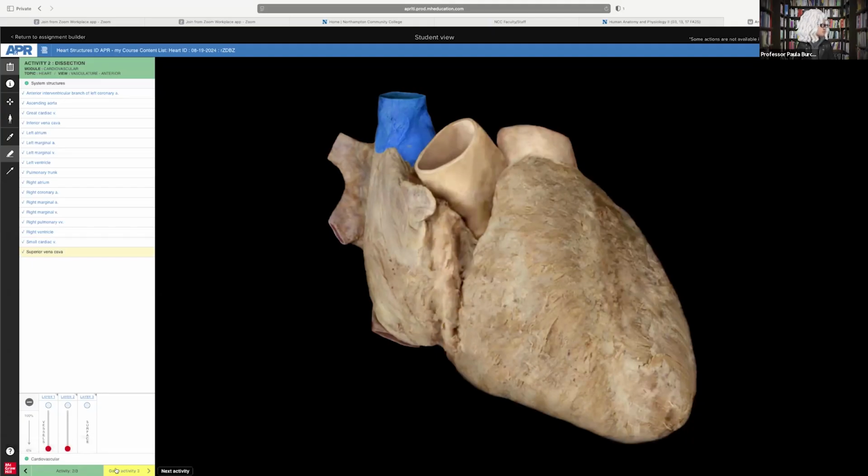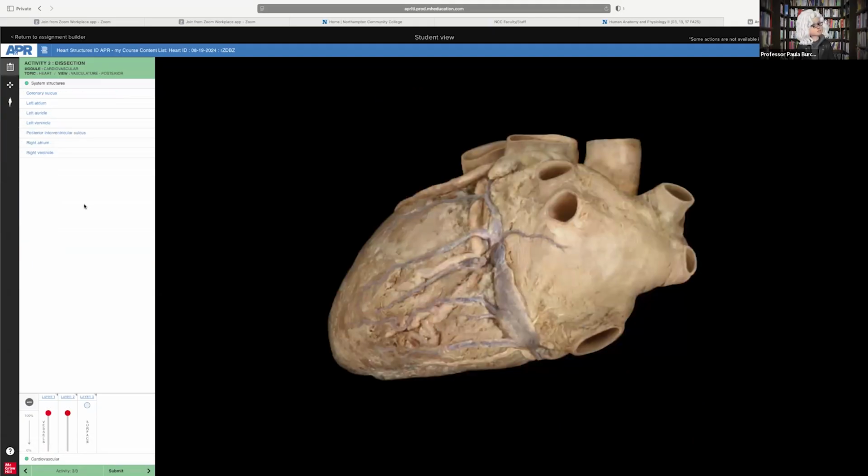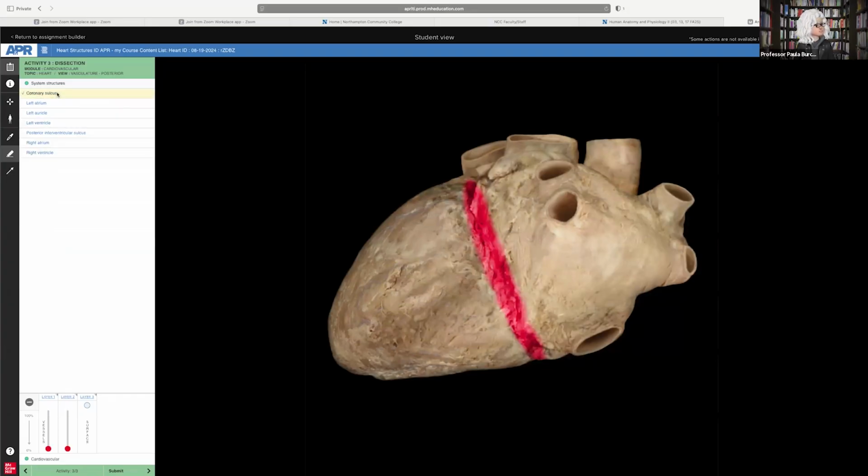The last activity is going to be looking at the heart from a posterior surface. So here's the coronary sulcus. Remember, that's between the atria and the ventricles. Here is your left atrium from a posterior view, left auricle. Here is the left ventricle, right ventricle, and the right atrium. The posterior interventricular sulcus is located here. Running along that sulcus will be the posterior interventricular artery, which is not on your list.